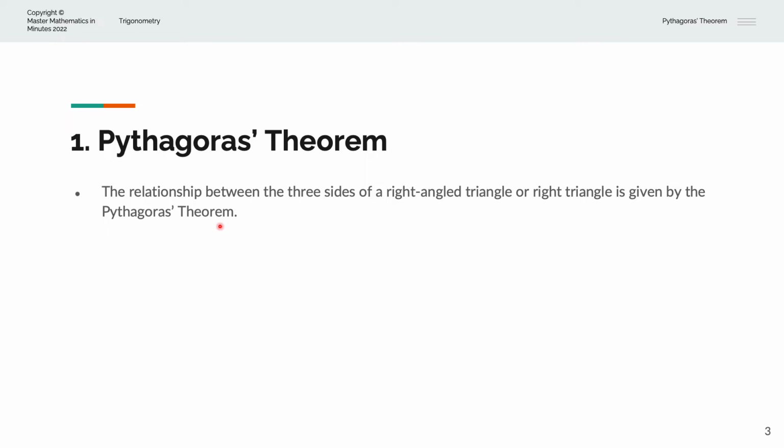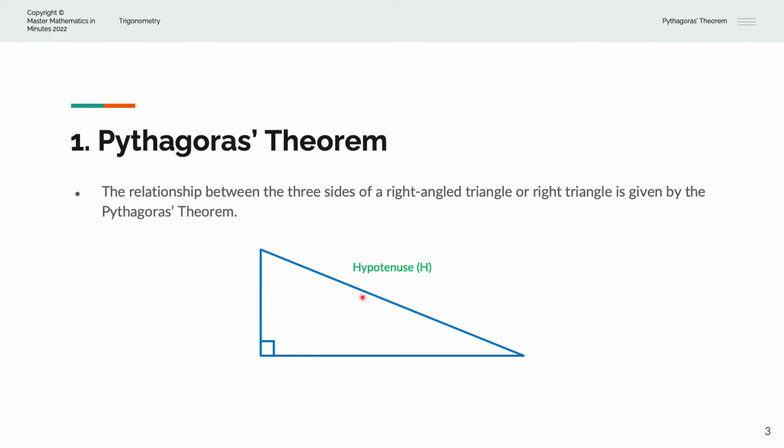Let's consider this visually. We have a right-angled triangle, and the side that is opposite the 90-degree angle is called the hypotenuse. We'll label that side as A, this side as B, and the remaining side of the triangle as C. So the Pythagoras theorem states that A squared is equal to B squared plus C squared. A is the hypotenuse, the longest side of the triangle, and it is equal to B squared plus C squared.